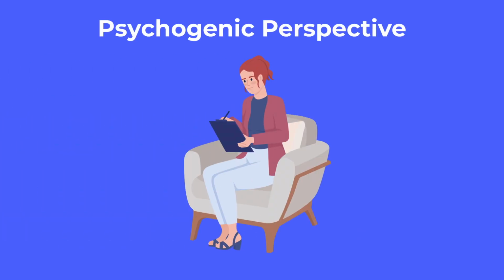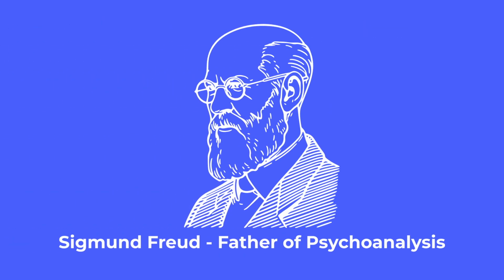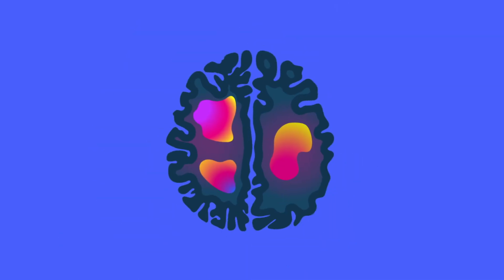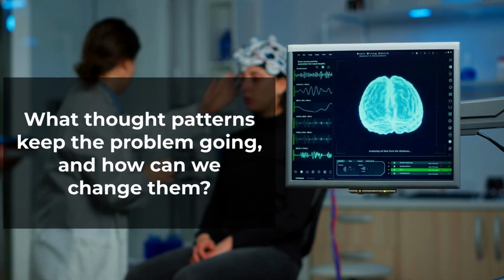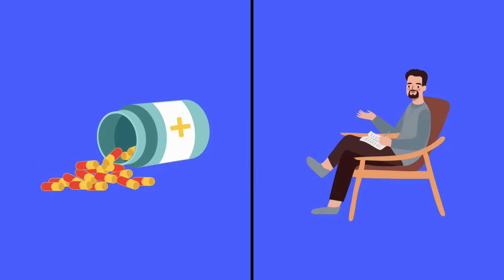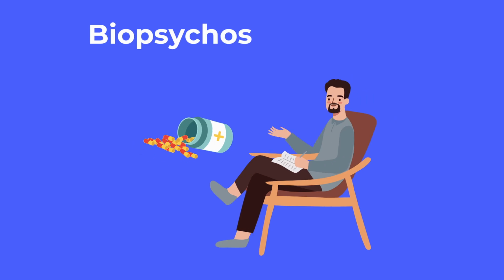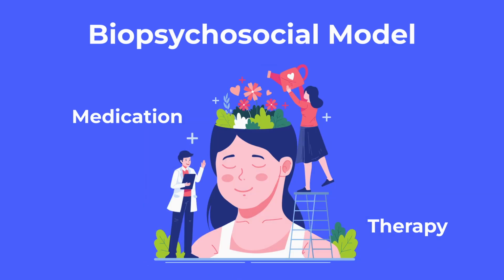Meanwhile, the psychogenic perspective focuses on psychological roots, such as trauma, distorted thinking, or unconscious conflict. From early psychoanalysis to modern cognitive behavioral therapy, or CBT, psychogenic theories ask, what thought patterns keep the problem going, and how can we change them? Today, most clinicians blend both views using a biopsychosocial model. That means combining medication with therapy to tailor treatment to the whole person.